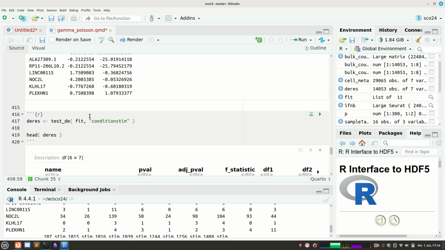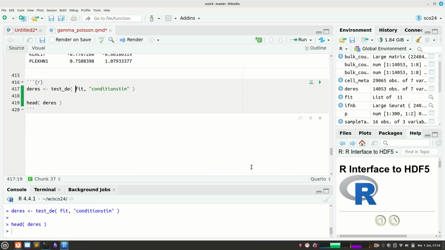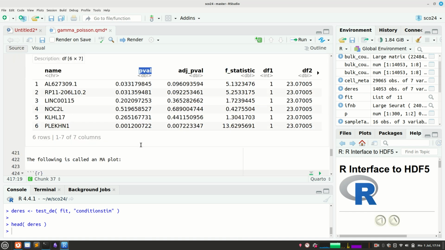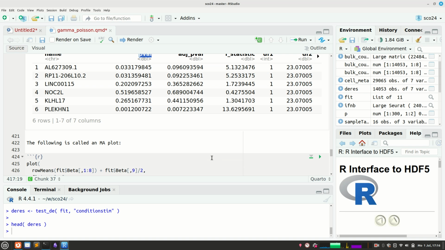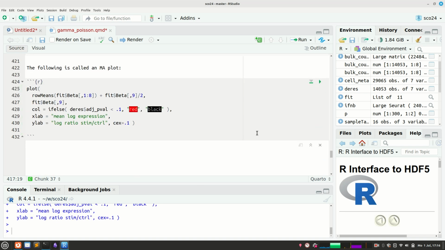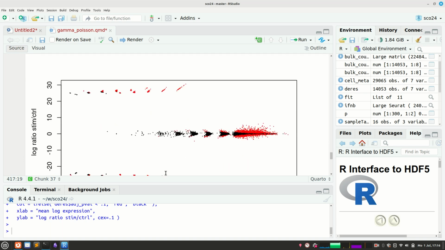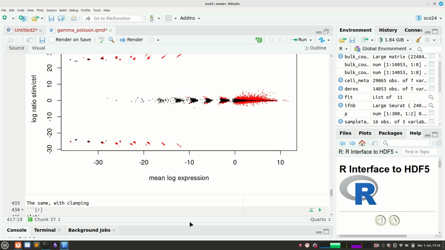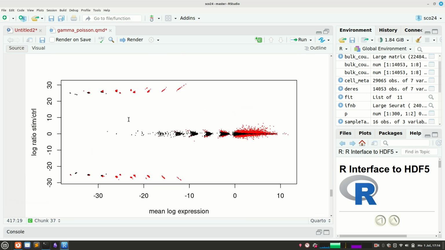And then I can again do this DE test, which I really should have looked up exactly again to see how it calculates its p-value, whether it's a Wald test or the other thing. And now I can make an MA plot, and in this MA plot, here I plot on the x-axis the average expression, on the y-axis the log fold change, and I would make them red if the p-value was small.